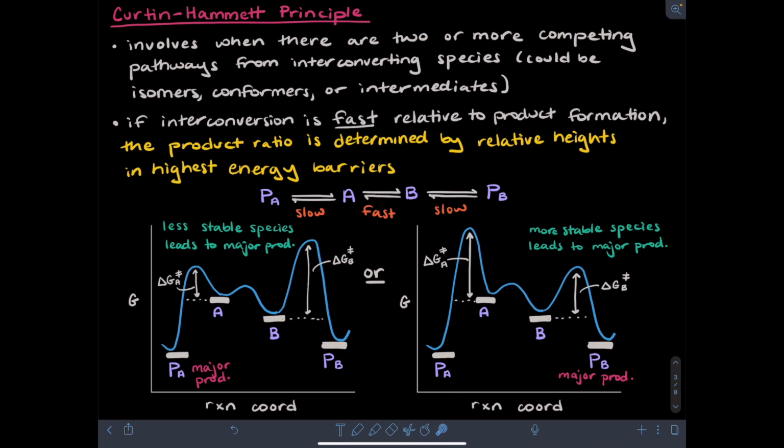Product B is the major product not because B was lower in energy than A, but because there was a lower barrier going from B to product B relative to the barrier going from A to product A. So here as well, by the Curtin-Hammett principle, our product distribution, or which is the major product, is determined by the barrier heights, not the energies of our interconverting species, A and B.